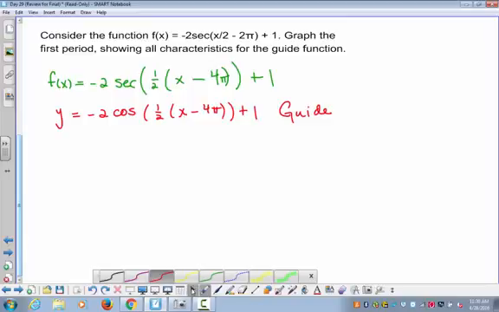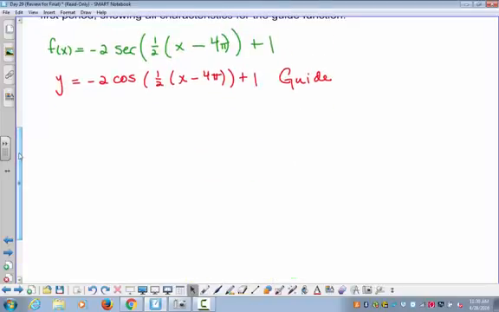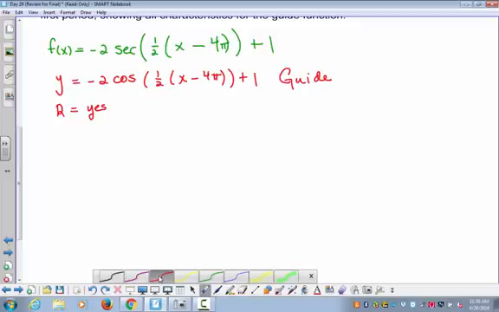And now we're going to identify properties for the guide function. So we start out with the guide by looking across from left to right. Is there a reflection? Does this guide have a reflection? Yeah, there's a leading minus, so there is a reflection. And then we figure out the amplitude. What would the amplitude of the guide be? 2. Amplitude, remember, is the absolute value of the leading coefficient. So it's all the way on the outside. So amplitude is positive 2.